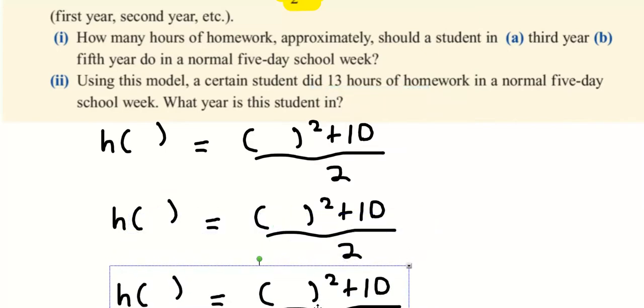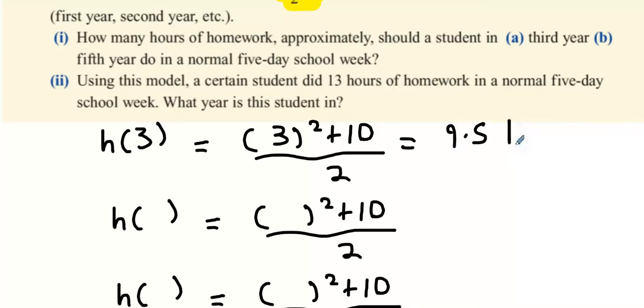So you can see I already have my answer set up, don't I? So what about 3rd year? 3 goes in there. How many hours a week? 19 divided by 2. 9.5 hours. What about 5th years? 17, and that's grim.